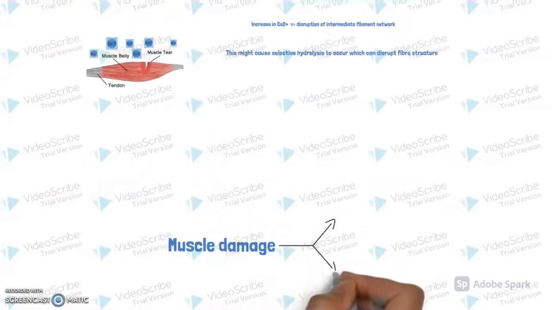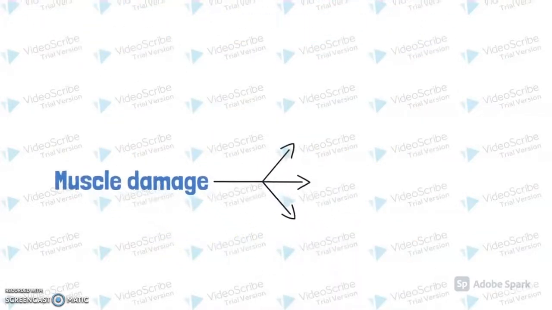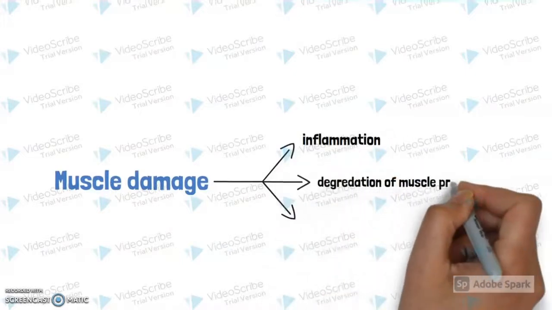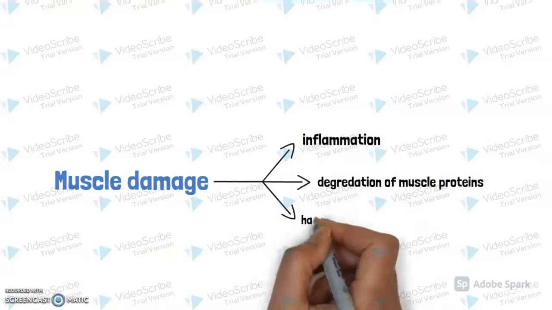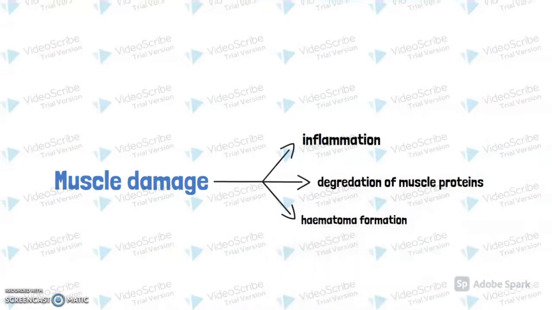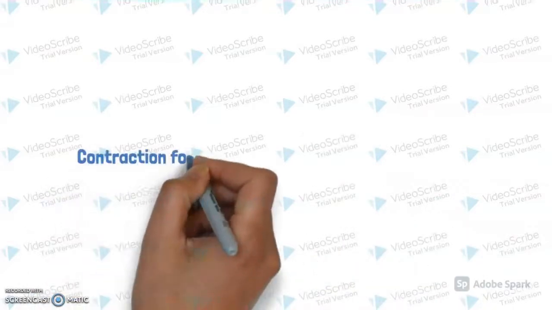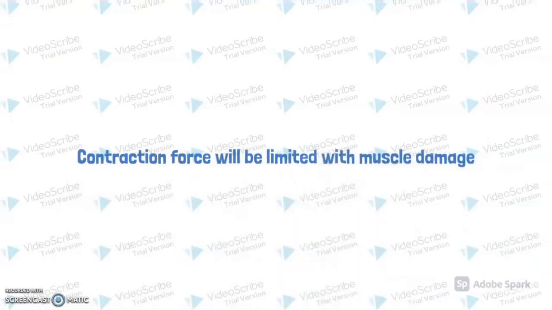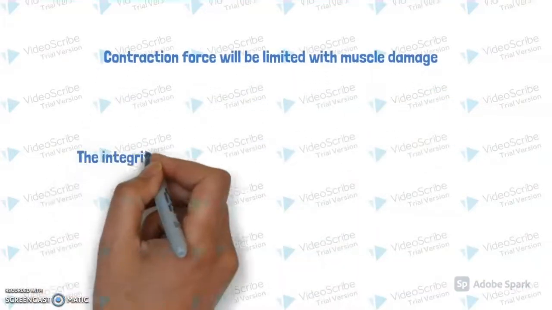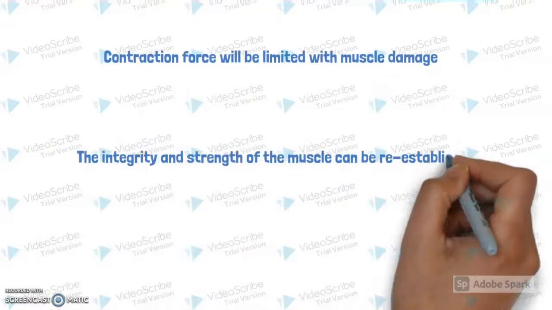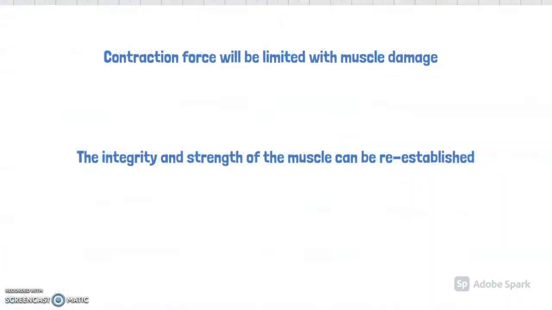Muscle damage causes a series of responses in the body. This includes increased inflammation, degradation of muscle proteins, and hematoma formation in the localized area. Contraction force will be limited with muscle damage. However, the integrity and strength of the muscle can be re-established, as you soon will discover.